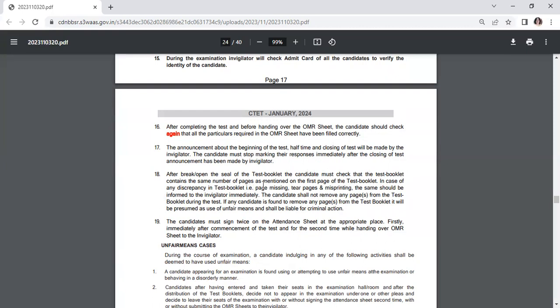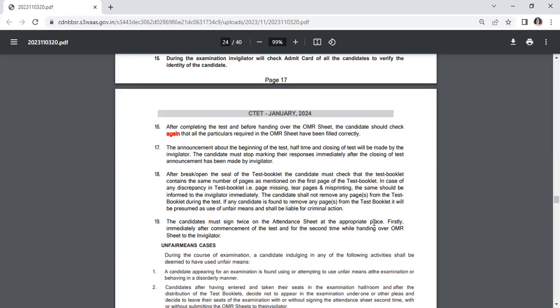After breaking open the seal of the test booklet, the candidates must check that the test booklet contains the same number of pages as mentioned on the first page of the test booklet. In case of any discrepancy in the test booklet, such as missing pages, torn pages or misprinting, the same should be informed to the invigilator immediately. The candidate shall not remove any pages from the test booklet during the test. If any candidate is found removing pages from the test booklet, it would be presumed as use of unfair means and shall be liable for criminal action.